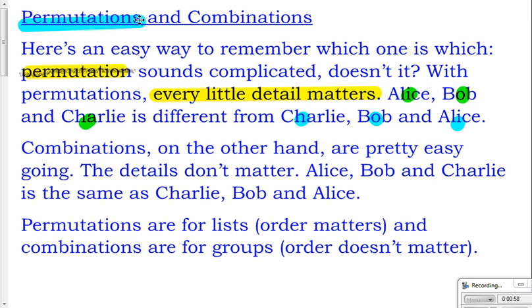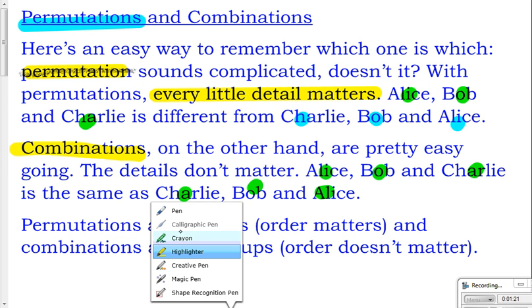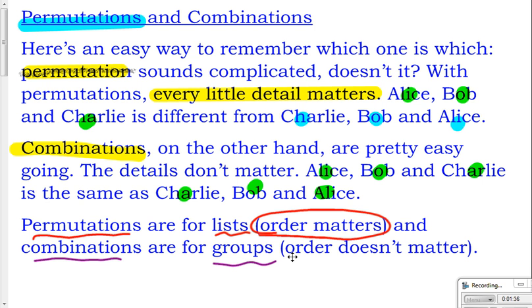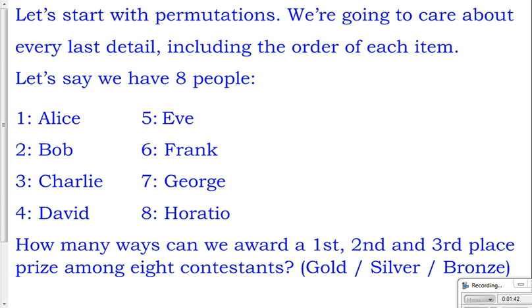if we're talking about permutations. However, on the other hand, combinations are easygoing, okay? The details aren't as persnickety, aren't as particular. So in combination world, Alice, Bob, Charlie, that's the same darn thing as Charlie, Bob, Alice. It really doesn't matter. So permutations are for when you're making a list, like first, second, third, that kind of thing. Order matters. Whereas combinations are when you have groups and order doesn't matter. We're just in a pack together. Okay, that's a combination.